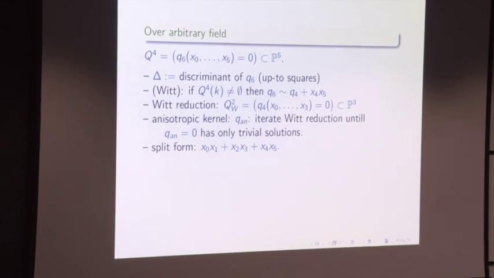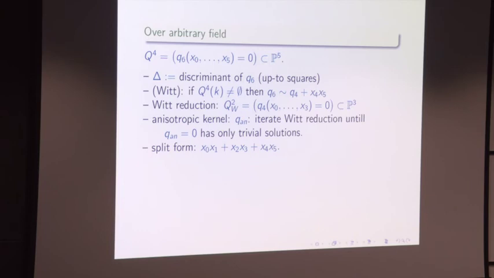Okay, now before I can state what happens over an arbitrary field, well, we need some terminology on quadratic forms. So if I have this 4-dimensional quadric that's defined by a degree 2 homogeneous polynomial in 6 variables, let's call them x0 to x5, now then this has a discriminant, the discriminant of Q6. Now for us it's defined only up to squares, because geometrically, if I multiply Q6 by a constant, I get the same hypersurface. So the discriminant is defined up to a square.